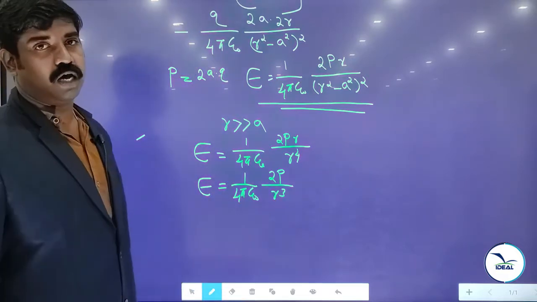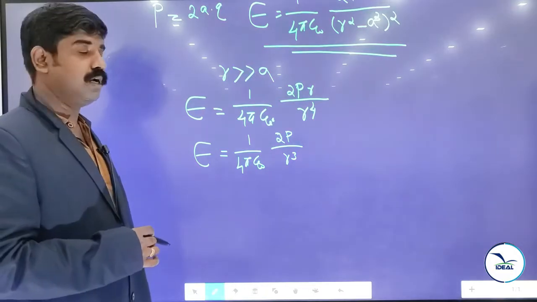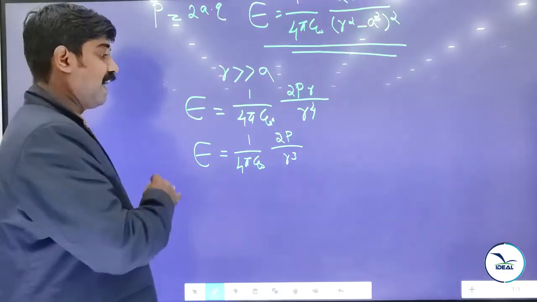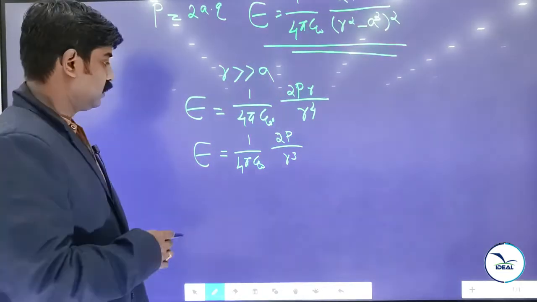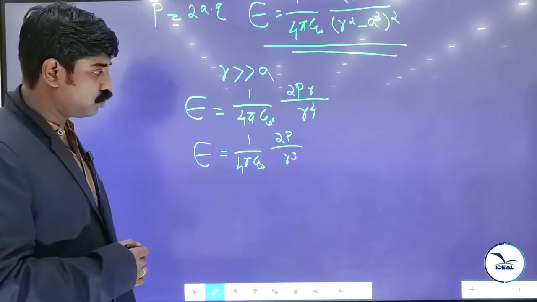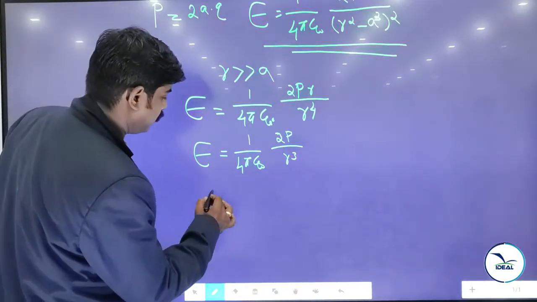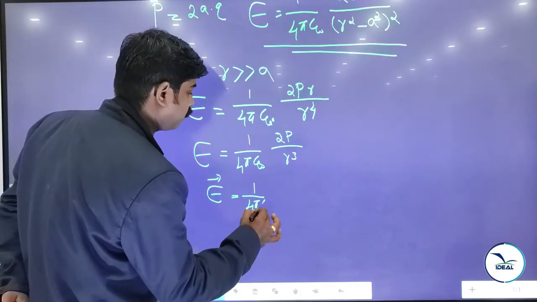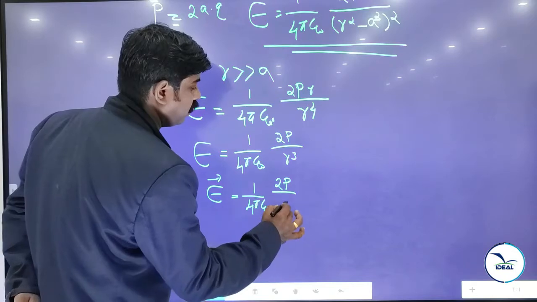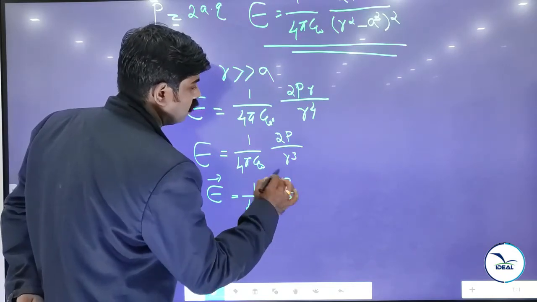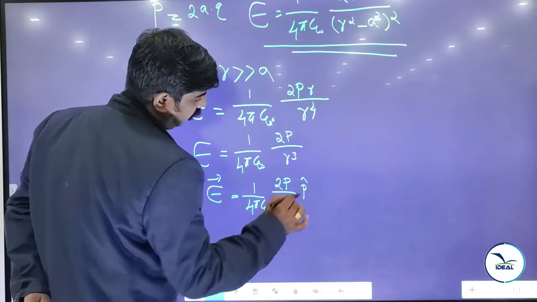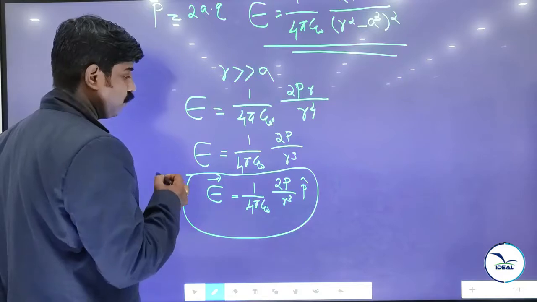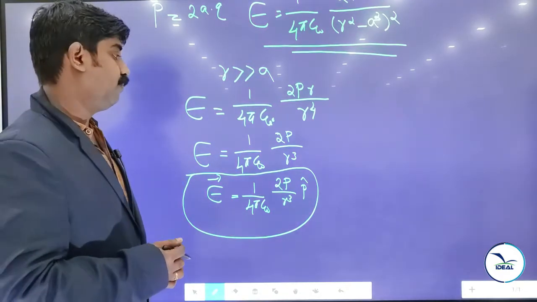2p by r cube. So we got the electric field due to a dipole in an axial line. That is E is equal to 1 by 4 pi epsilon 0, 2p by r cube. We can represent this in vector form, that is vector E is equal to 1 by 4 pi epsilon 0, 2p by r cube into p cap. So this is the representation of electric field due to a dipole in an axial line.